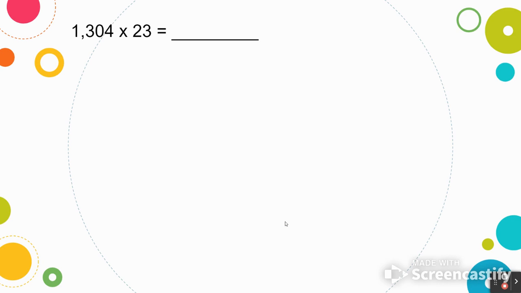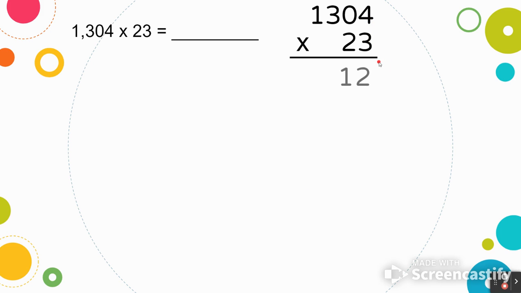Next, let's try 1,304 times 23. We'll line these numbers up vertically. Now let's start by multiplying 1,304 times the 3, since the 3 is in the ones place. We're going to start by multiplying by the 4 that's in the ones place. 3 times 4 is 12.